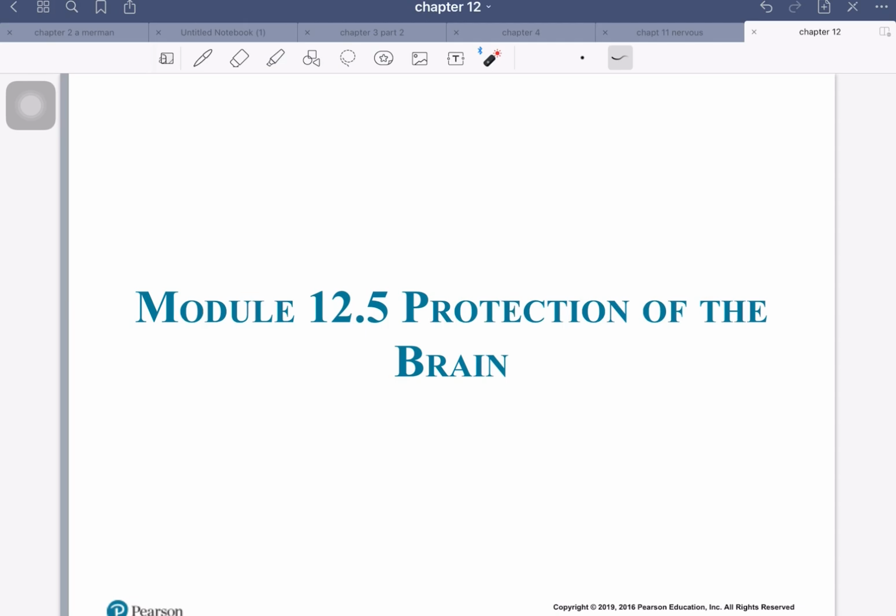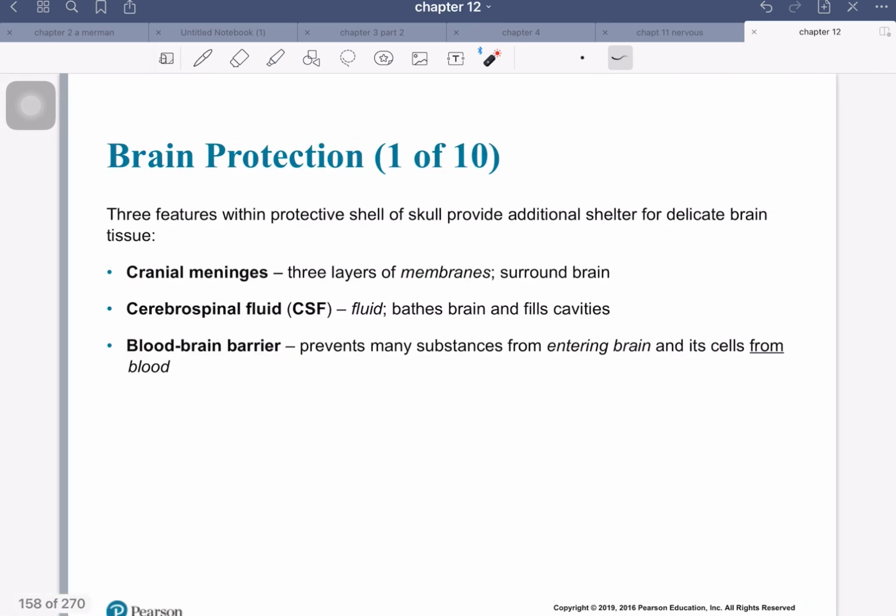In this video, we'll introduce the concept of protection of the brain. As you probably can figure out, the brain is a very vital part of our body, and of course it is easily damaged. So we do have a number of things that help to ensure that it will be able to survive at least minor bumps and trauma. So let's have a look.